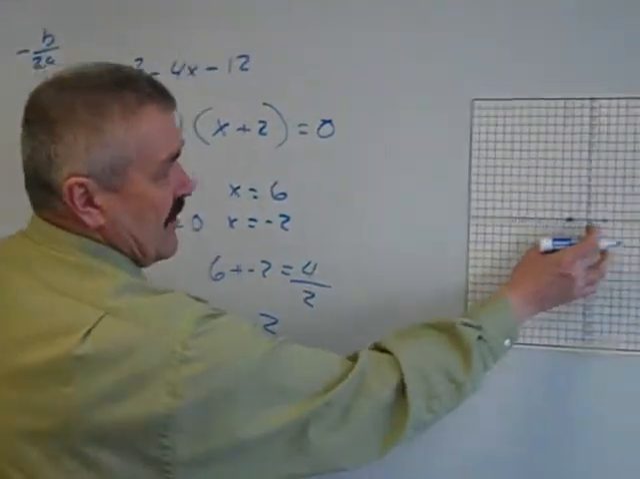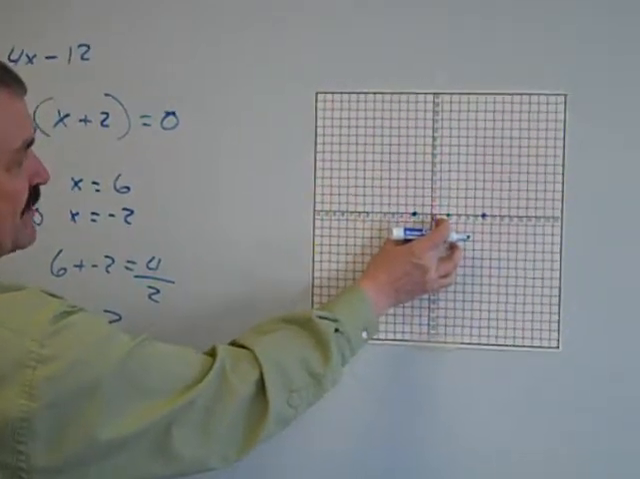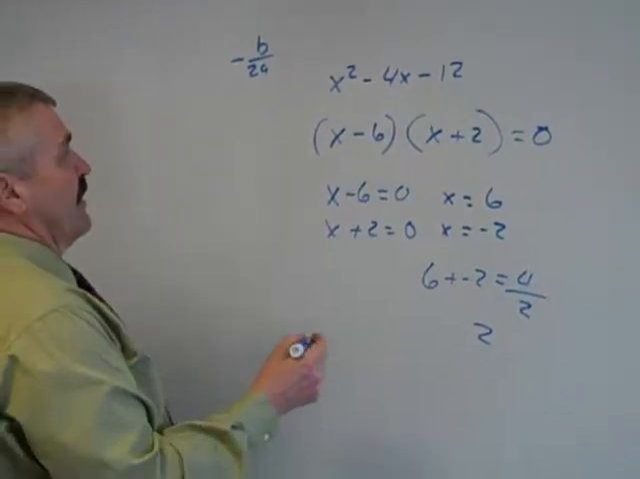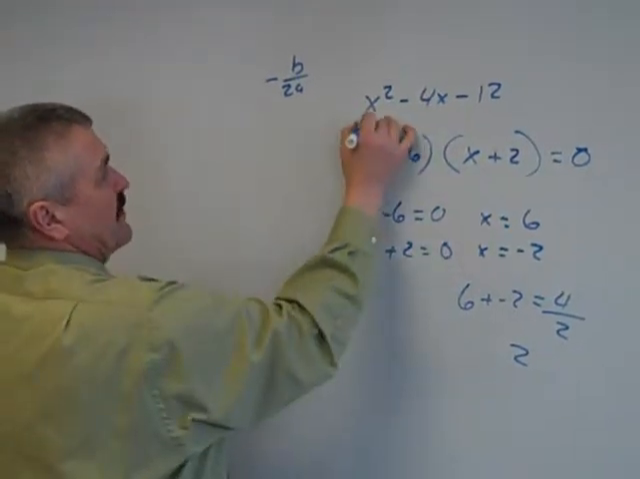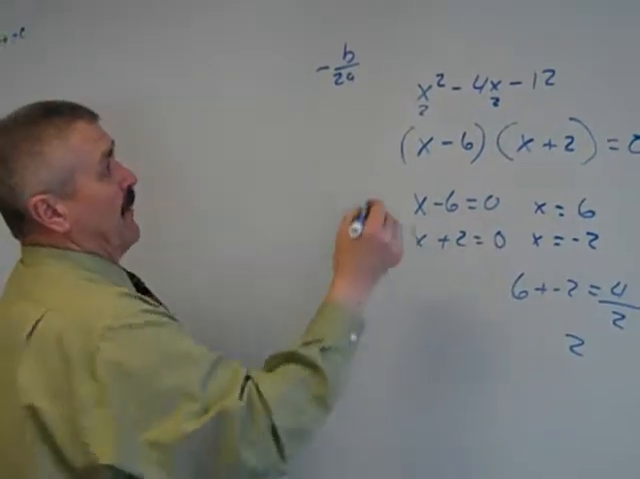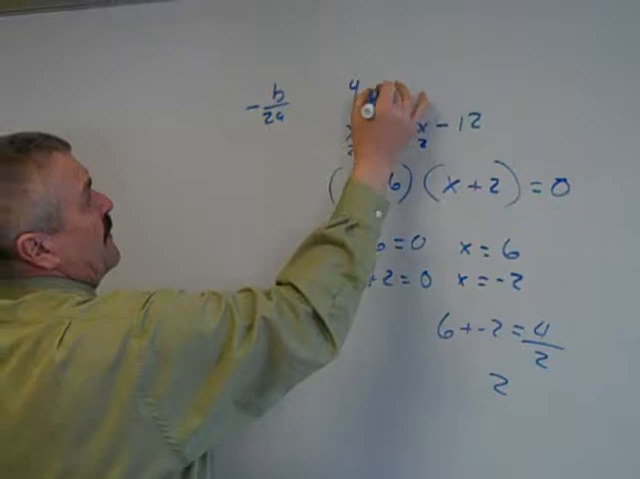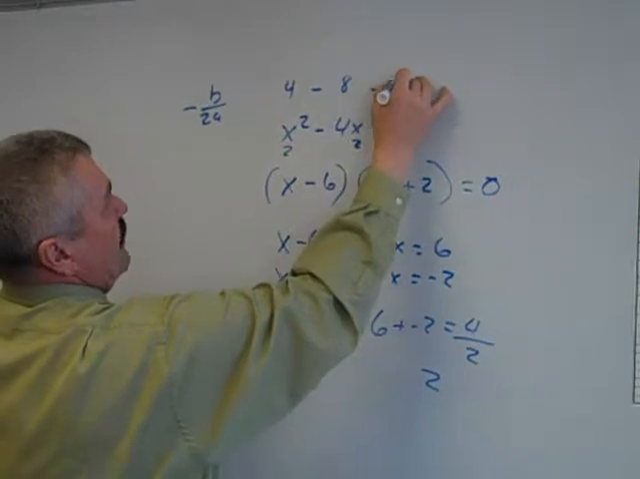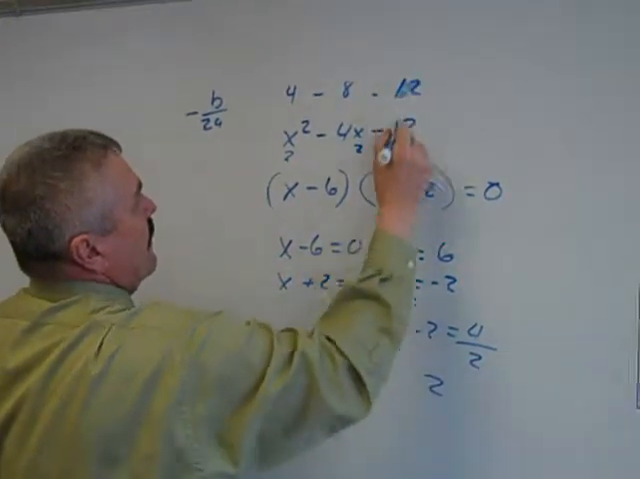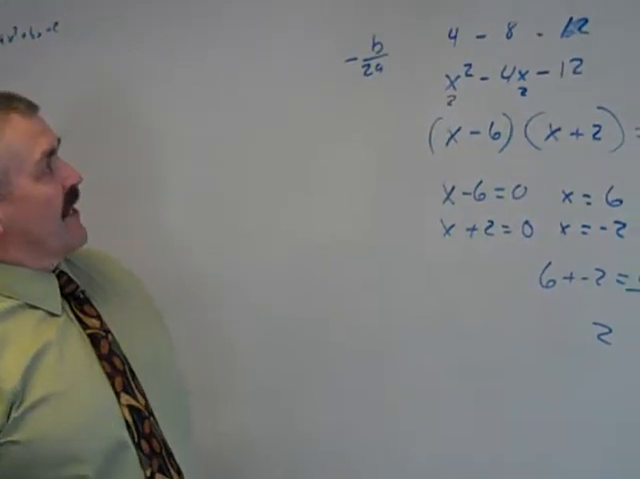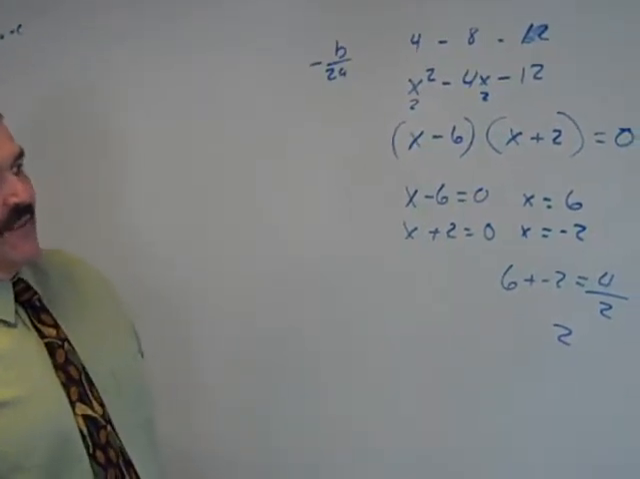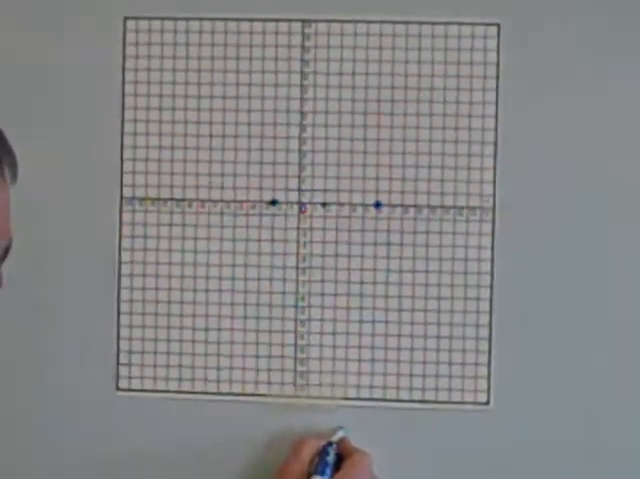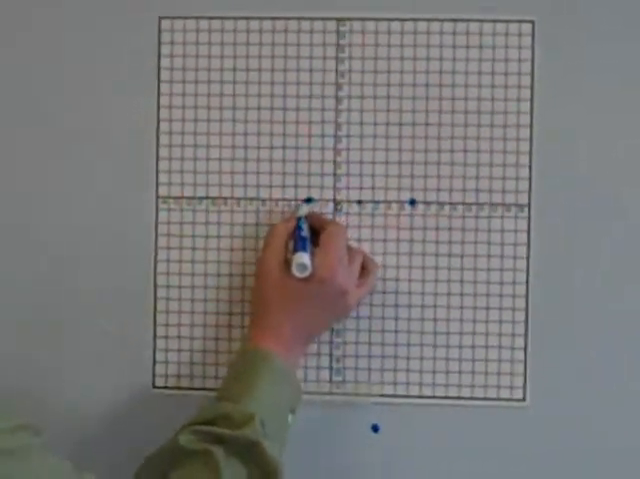Now, if our axis of symmetry is at 2, if x is 2, what will our vertex be? All we have to do is take that 2 and plug it back into our original formula. So I can plug in 2 there, and then solve the problem. So we have 4 minus 8 minus 12. 4 minus 8 is negative 4, minus 12 would be negative 16. And so my vertex would be down here at negative 16, and my graph would look something like this.